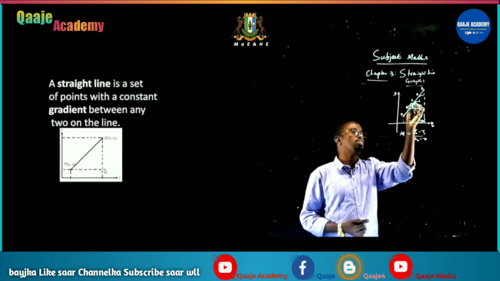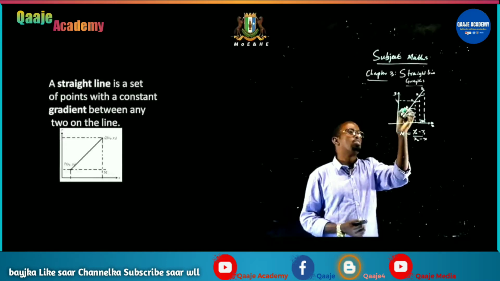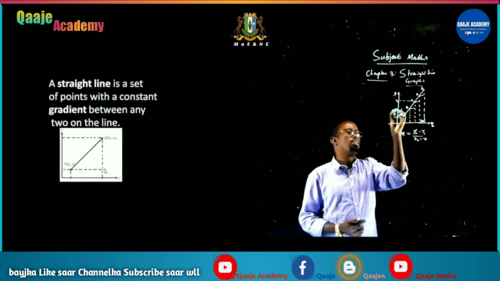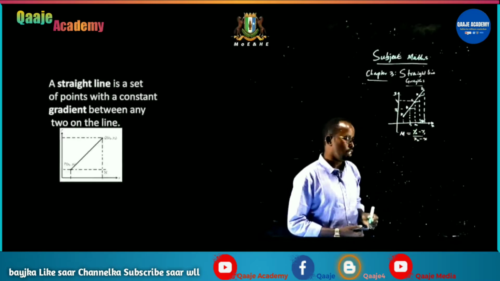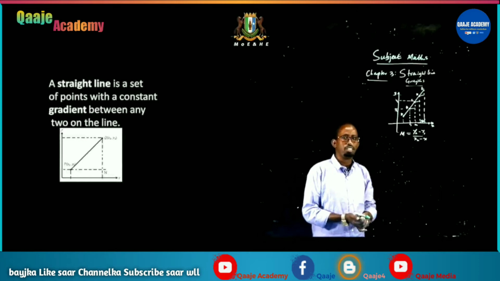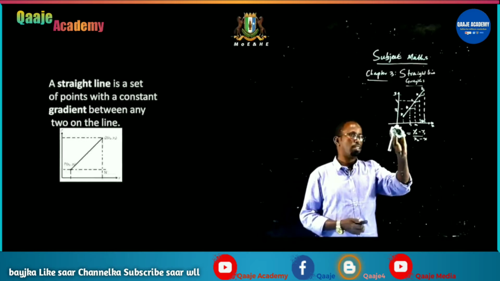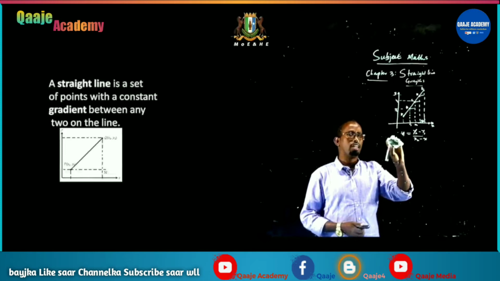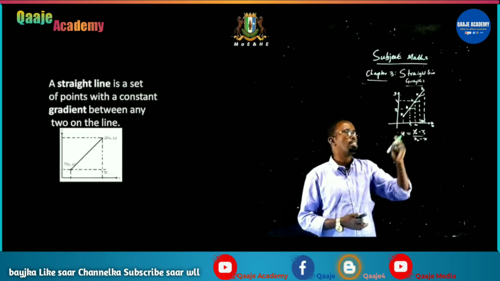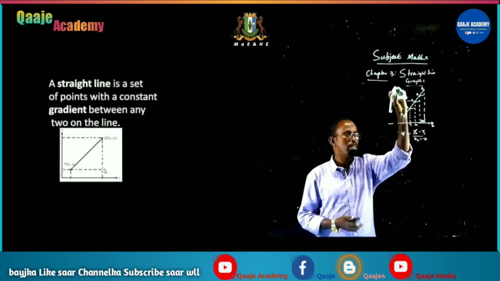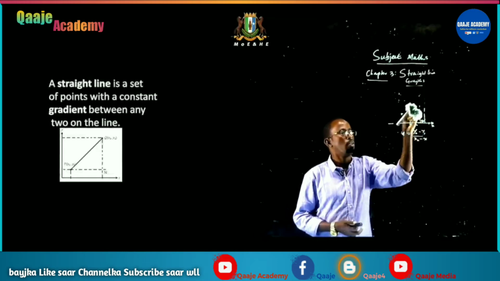Let's say this is our y2, this is our y1, I'm sorry, so this is x1 and then x2. So changing y divided by changing x, that is how to find gradient. So a straight line is a set of points with constant gradient. The gradient of this line is constant. It remains the same at all points.